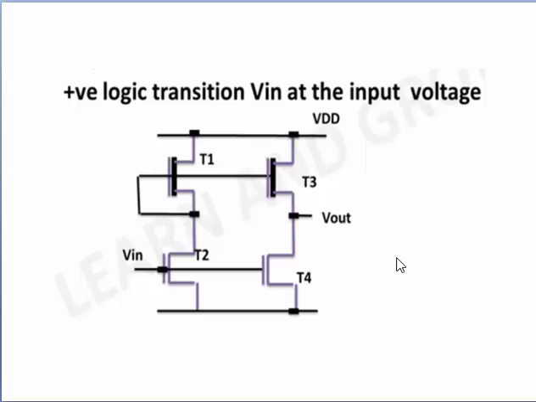Now there are two types of configuration of a super buffer. First is inverting and second one is non-inverting type. This is the example of inverting super buffer. It consists of 4 transistors. Transistor 2 and 4 are directly connected to each other, same way T1 and T3 are connected to each other.